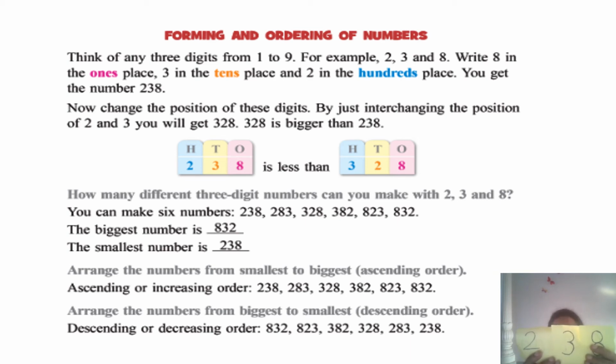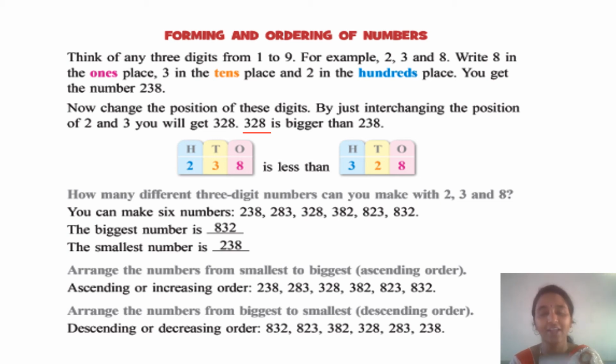238, right? Now, interchanging the positions of 2 and 3, what will you get? I am putting 2 in 10's place and 3 in 100's place. Which number are you getting? 328, right? Now, which is the bigger number, 328 or 238? 328 is your bigger number. Now, how many different 3-digit numbers can you make by using this 2, 3 and 8? Yes, we can make 6 numbers.